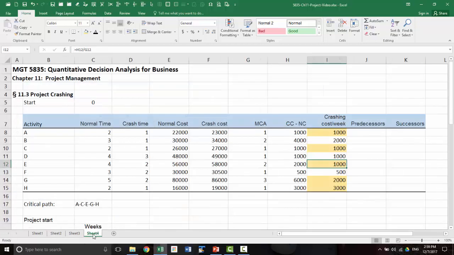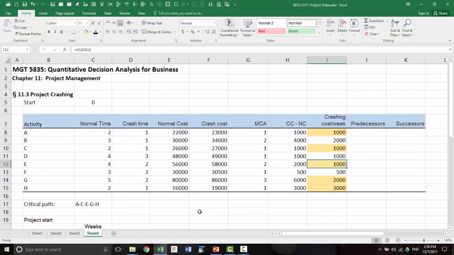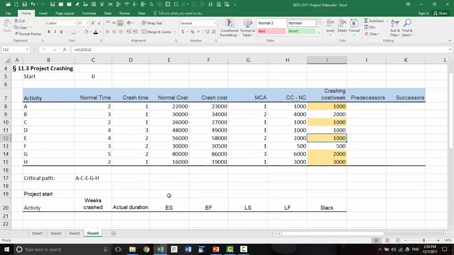So it becomes really messy to do this manually by looking at all the different paths. So it is very essential that we have a model that will help us come up with the best way to crash. So that's what we're going to do: set up a non-linear model and a linear model to determine the best activities to crash so that we can get to the minimum project completion time.